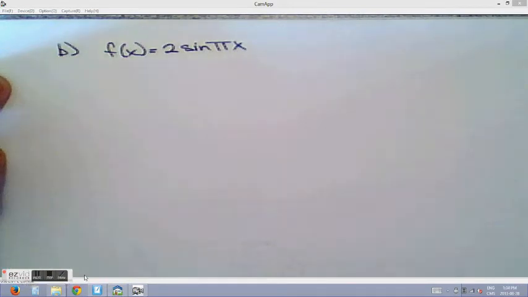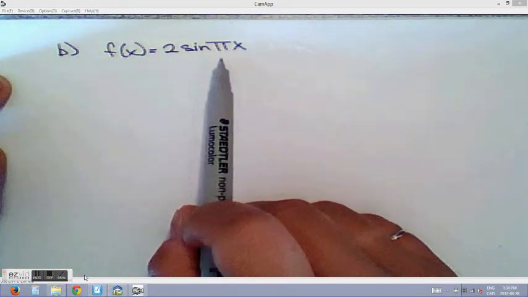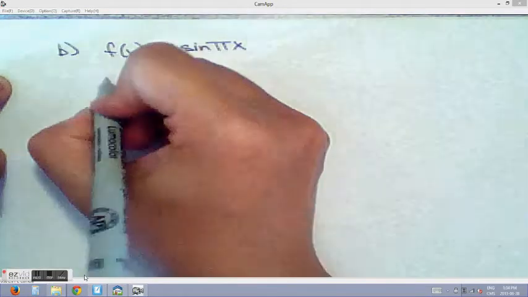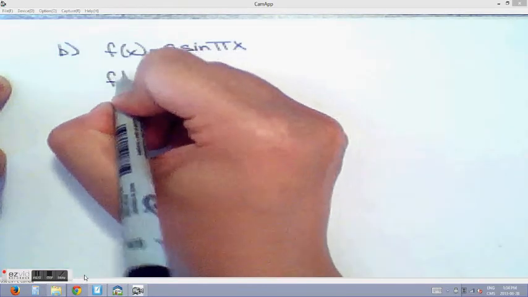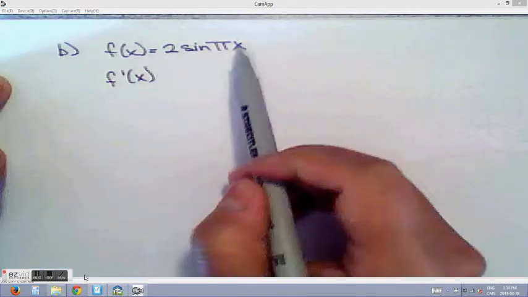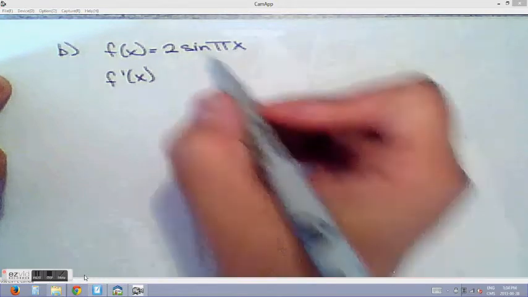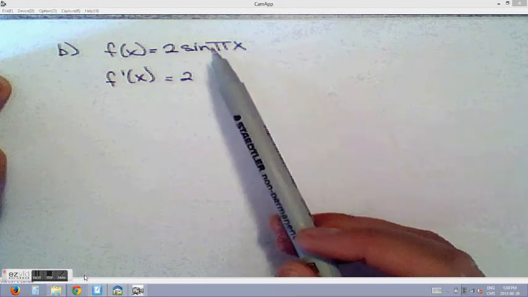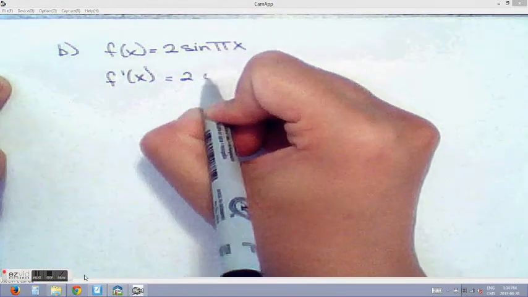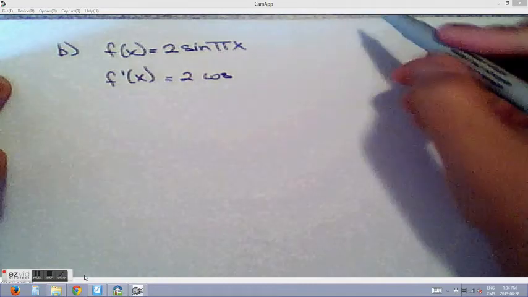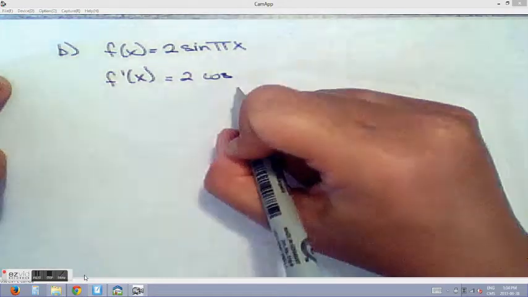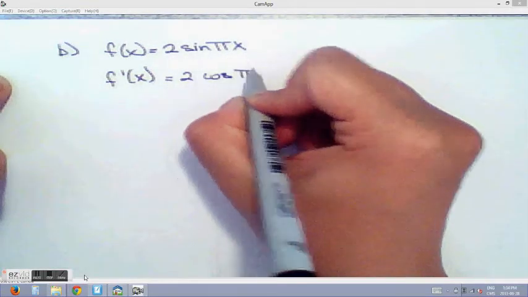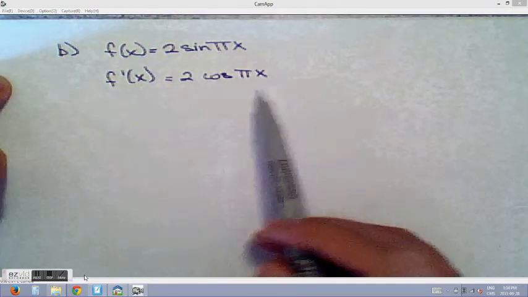Moving on to b, f of x is equal to 2 sine pi x. Now let's try to do this one without having to make our substitution. If I wanted to find f prime of x, the derivative of the sine function, and the 2 is just a constant, we can just pull that right out. So the sine pi x: the derivative of sine x is cosine x, but it is pi x, so it's cosine pi x.